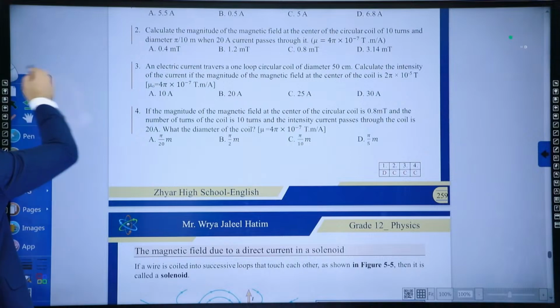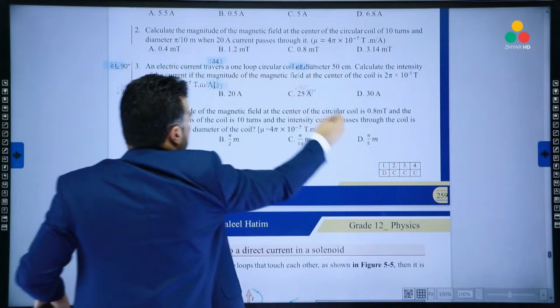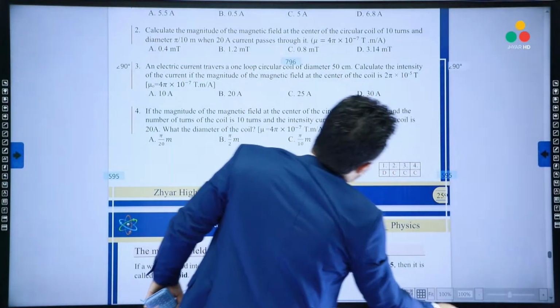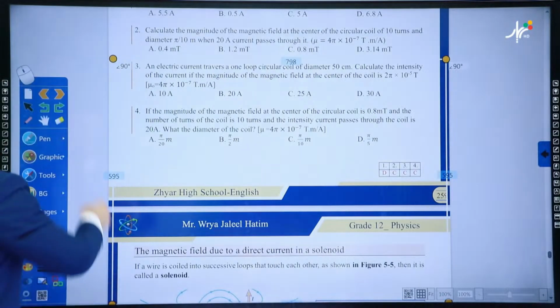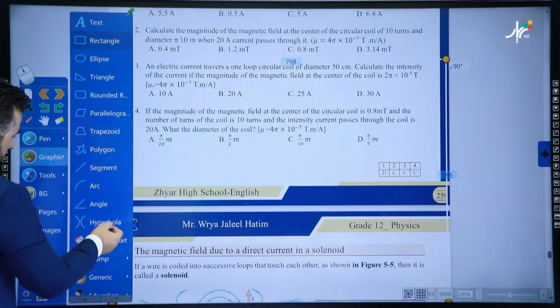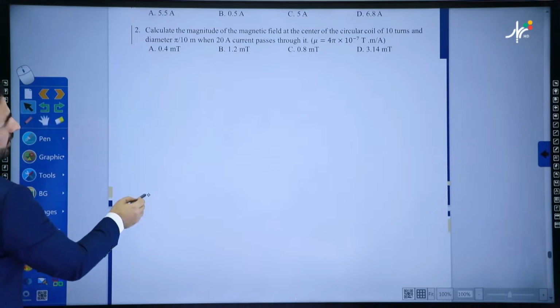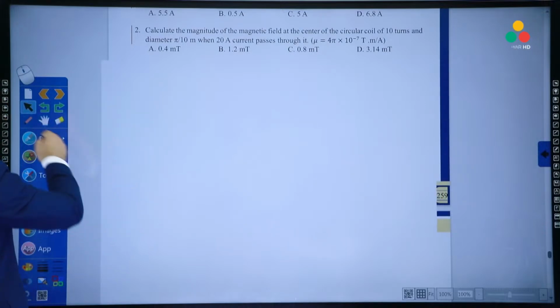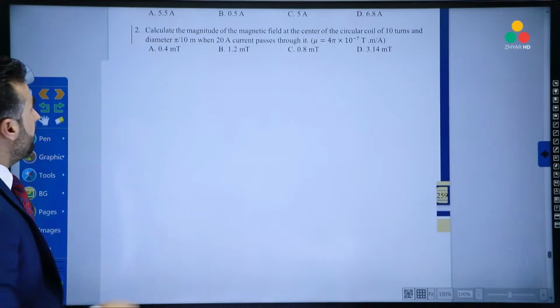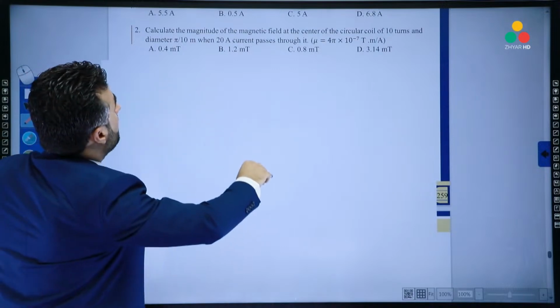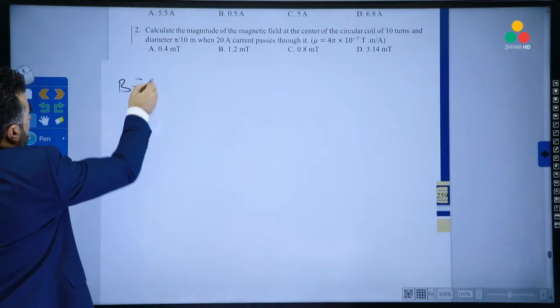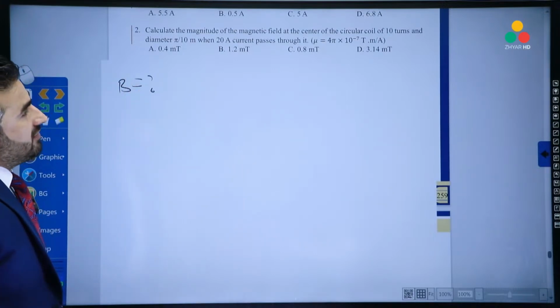Just write the equation, and then try to know what are the given information, then hopefully you'll be able to find whatever is unknown. Now, so this is basically what we have. It says calculate the magnitude of the magnetic field. So B is unknown, basically, of the circular coil.